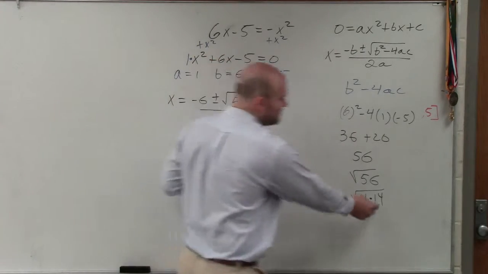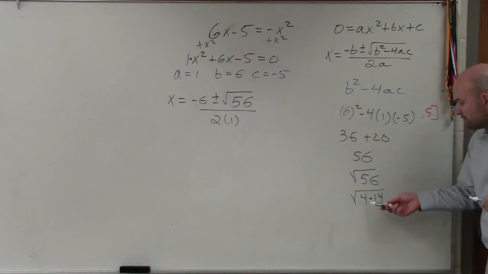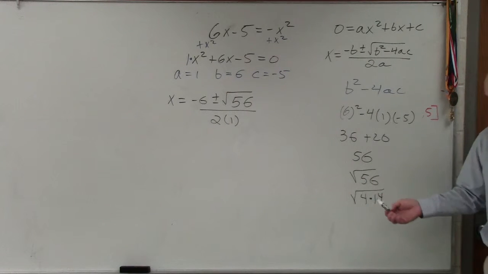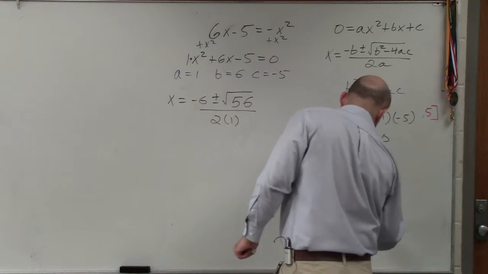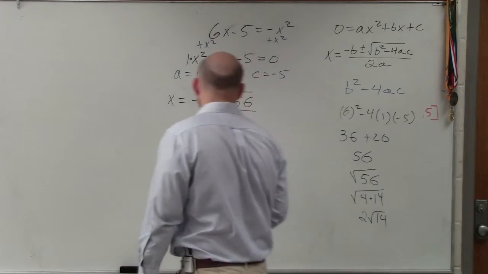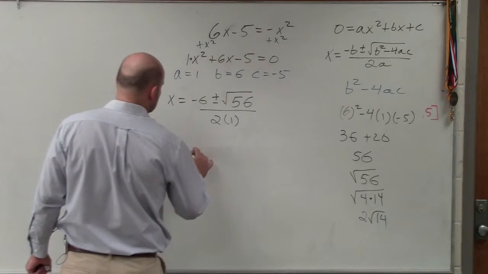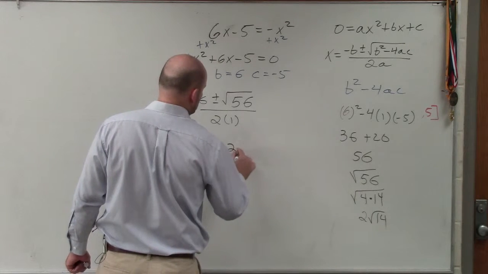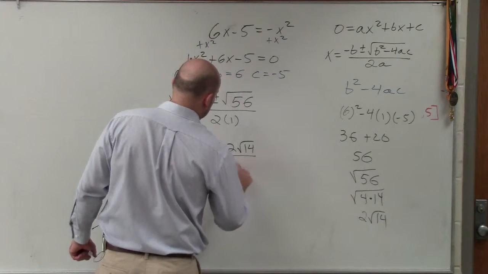So therefore, if I break up 56 into the square root of 4 times the square root of 14, can I take the square root of 4? Yeah. It's 2 times the square root of 14. So therefore, I go and simplify this. I get negative 6 plus or minus 2 square root of 14 divided by 2.